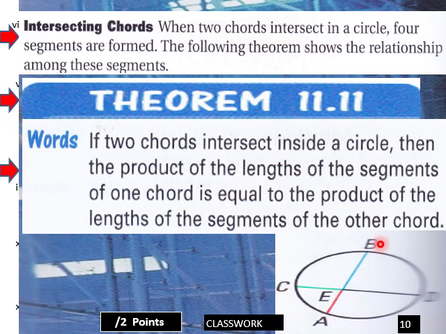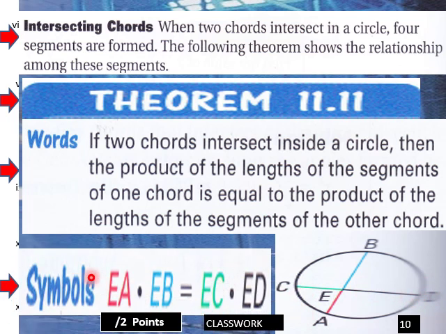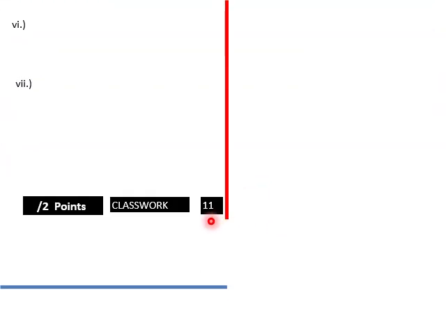So we have two chords here, AB, and we have CD. This is D over here. So in symbols, we have EA times EB equals EC times ED. That's what that means. So now we can break it down into two products here. They both equal each other, the length. So what in the world can we do with that?